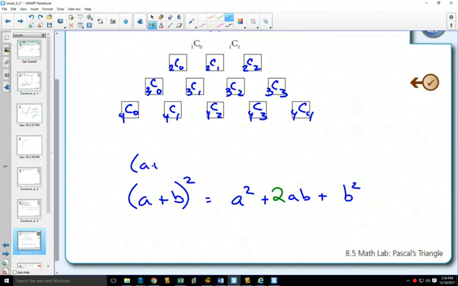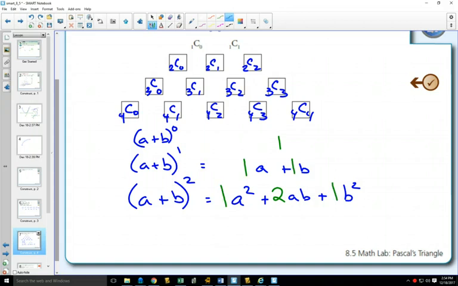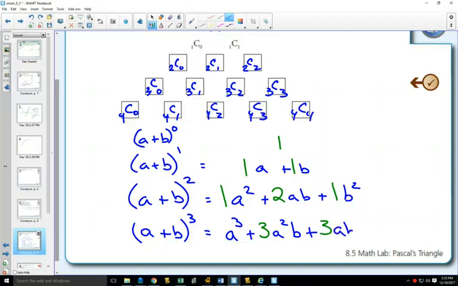Can you do a plus b to the 1? It's a plus b. What is a plus b to the 0? 1. Can I add these coefficients in green for you, even though you don't have to write these ones? Can someone tell me what a plus b cubed is? You don't like this? This is scary looking? It's going to be a cubed plus 3a squared b plus 3ab squared plus b cubed. It's all right if I add those ones in there. Ooh, oh my goodness.